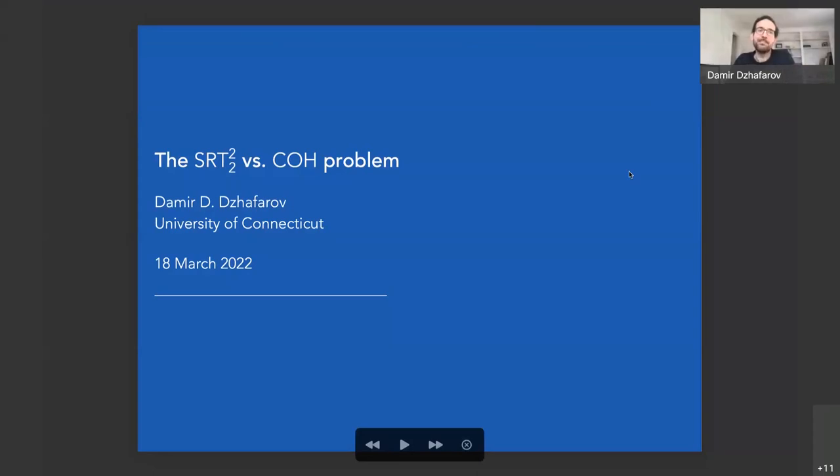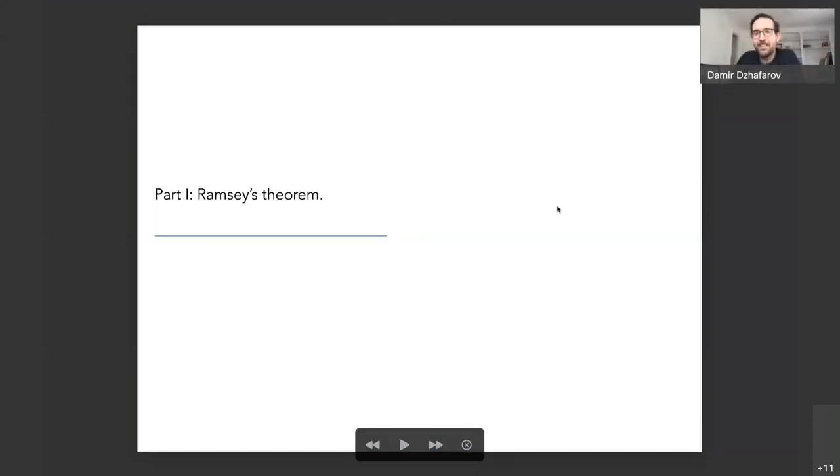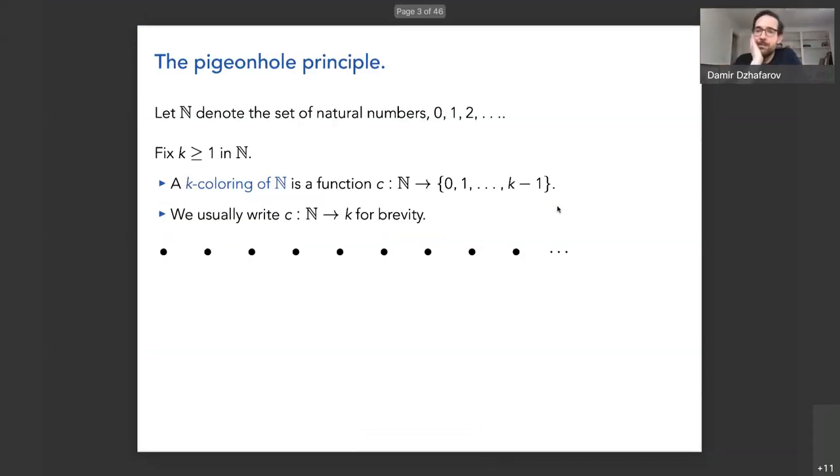Okay, so let's start with something very basic. This will be a talk in three parts. The first part is going to be called Ramsey's theorem. I think many people know what this is, but I want to introduce it gently. So let's do something very elementary here.